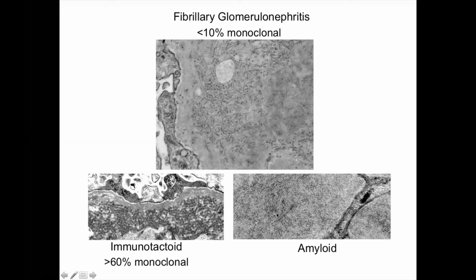Where does the difficulty come? The difficulty is between fibrillary and amyloid, because both of them are just haphazard fibrils. How can we make the difference between these two? The amyloid will not stain for immunoglobulin. Fibrillary will. Another thing is that there is an immunohistochemistry stain specific for fibrillary, called DNAJB9. This is specific for fibrillary.